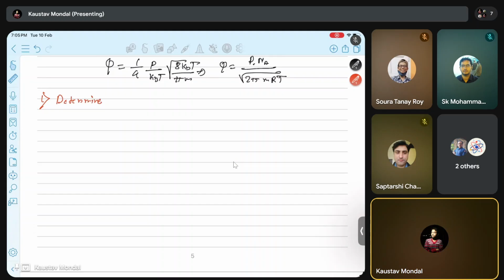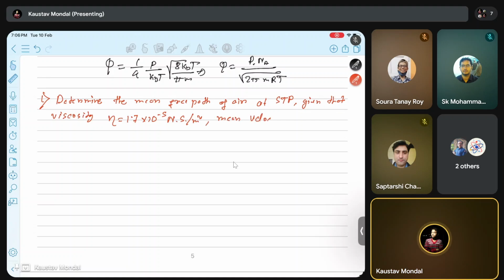The first problem is: determine the mean free path of air at STP, given that the viscosity eta is 1.7 into 10 to the power minus 5 Newton second per meter square, the mean velocity c bar is 4.5 into 10 to the power 2 meter per second, and the density rho is 1.29 kg per meter cube.